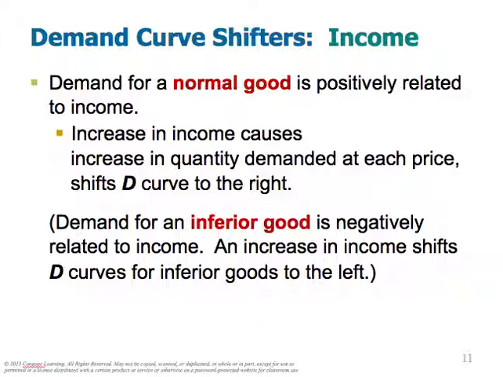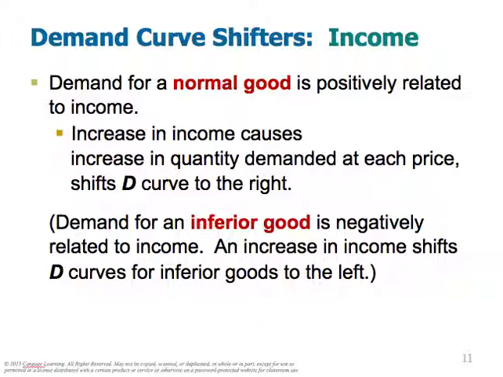And inferior goods are those goods demand for which falls when your income increases. For example, non-branded soaps or non-branded soups or cup noodles maybe. Whenever your income increases, you stop buying those and you move to something which is of better quality. So these goods from which you switch away are inferior goods. And demand for a normal good is positively related to income, as I already said.